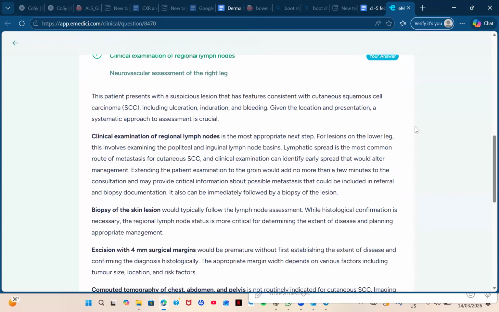For a lesion on the leg, this involves examination of the popliteal and inguinal lymph node basins. Lymphatic spread is the most common route of metastasis for cutaneous SCC, and clinical examination can identify early spread that would alter the management, right?